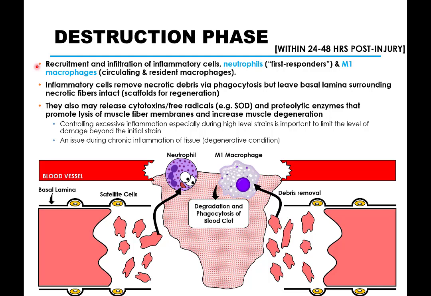Also, I mentioned earlier that upon rupture, inflammatory cells circulating in the ruptured blood vessels can leak into the damaged area. These initial inflammatory cells can also release these chemoattractants to recruit more inflammatory cells to the site. Now for the second question, what are these inflammatory cells? The two major ones are neutrophils and M1 macrophages.